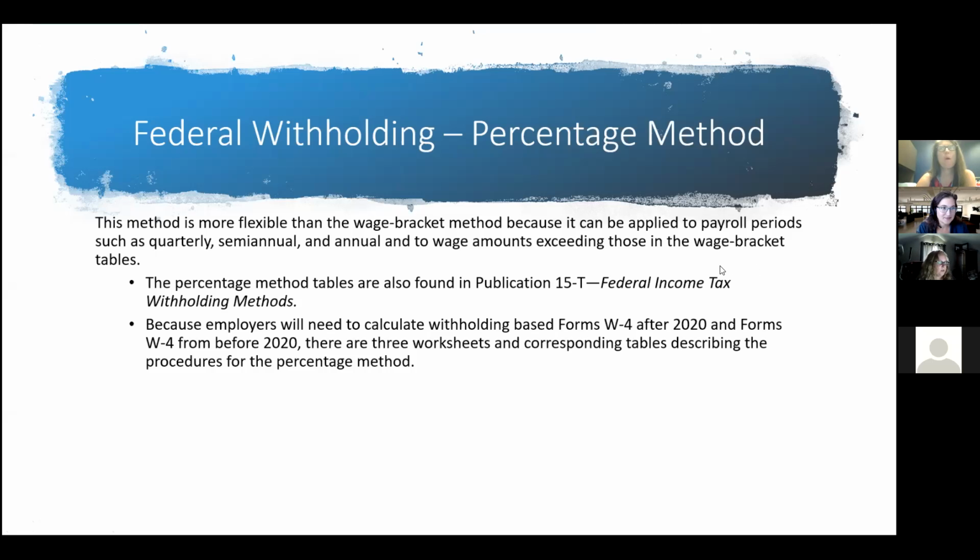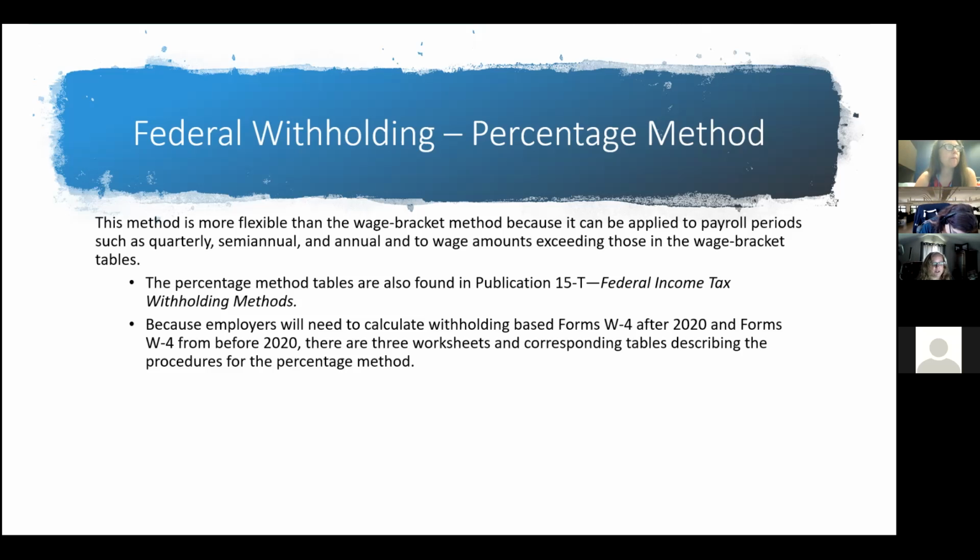Okay, so the most common method that's used to calculate federal withholding is the percentage method. It's more flexible than the wage bracket method, which we looked at yesterday, because it can be applied to payrolls that are on different schedules, like semi-annually or quarterly or annually. And it can be applied to wages that exceed the wage bracket tables. So that's why it's a popular method.